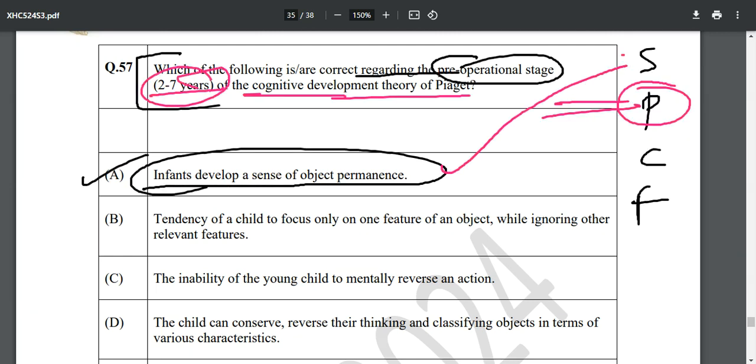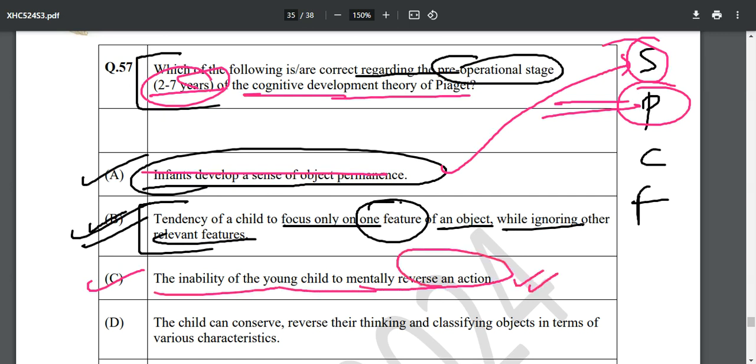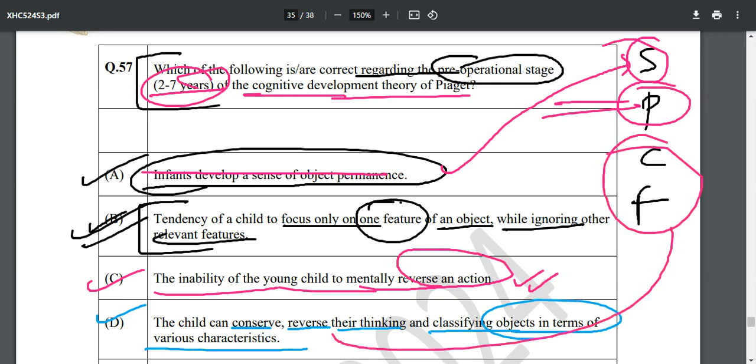Okay, then what will they do in sensory motor? Then the tendency of a child to focus only on one feature of an object while ignoring other relevant features. Yes, this happens. The inability of the young child to mentally reverse an action. Yes, this also happens. The child can conserve, reverse their thinking and classify objects in terms of various characteristics. So what will they do in these two?